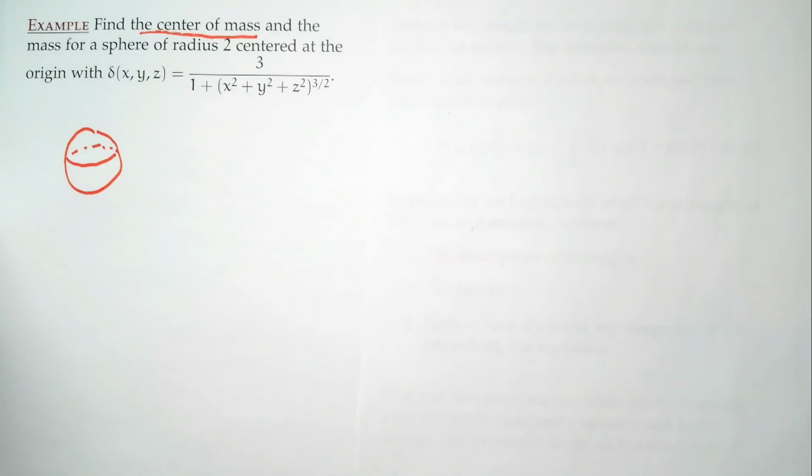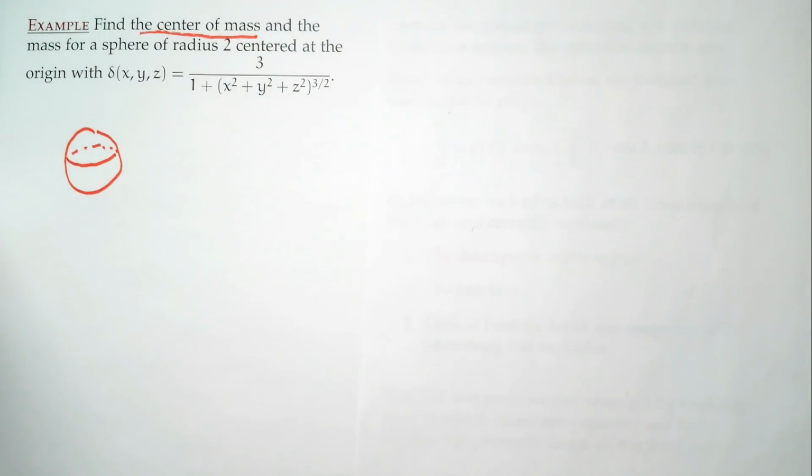Now, we also have to be careful, though. It's not enough just for our shape to be symmetrical. Let's look at our density function. Does that have symmetry? Yeah. It does. In fact, it has a lot of symmetry. Because if you look at the expression x squared plus y squared plus z squared, that really says that the density depends only on how far out you go from the origin, but not in which direction you go from the origin.